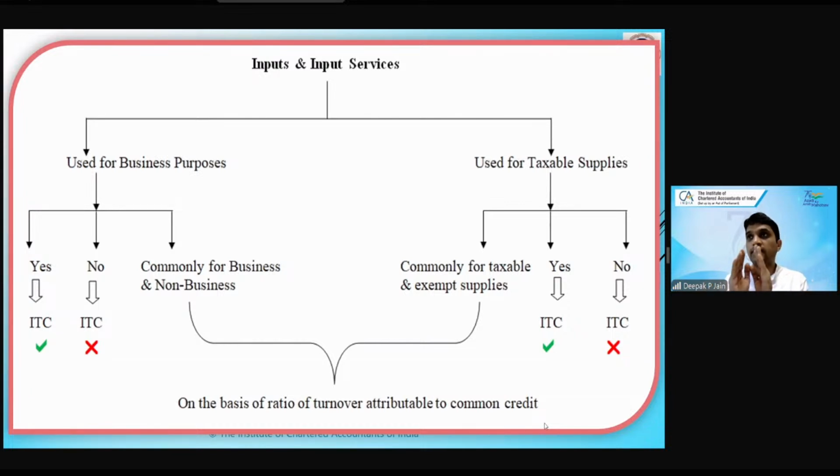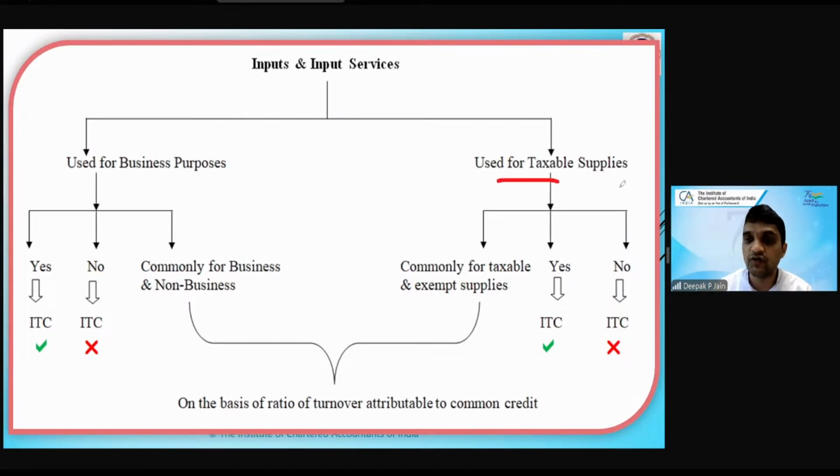extrapolate this example to a business. In a business, I have credit for both business and non-business purposes. So if both business and non-business transactions are happening, what is the non-business turnover? What is the business turnover? I'll get the ratio on that. Only on business turnover, I will claim the credit. I'll explain this with an example now, and we'll understand this slide. Then I'll start with the example.